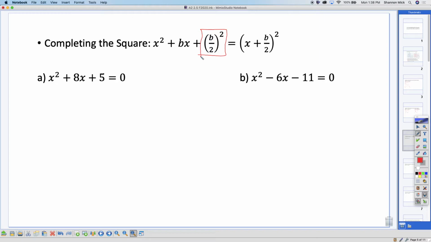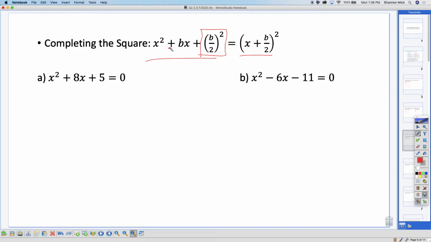What does that say? B over 2. Square it. B over 2 squared. And then once I have this, it factors into x plus or minus, because if that's a minus, right? B over 2 squared. Every time. So how we do this process.